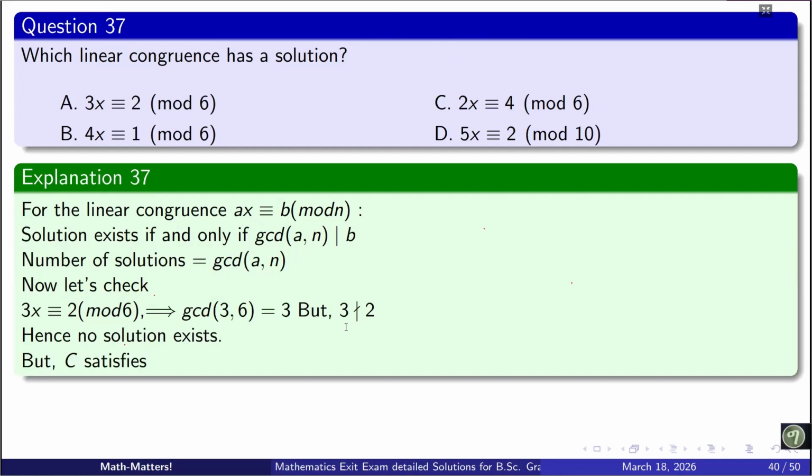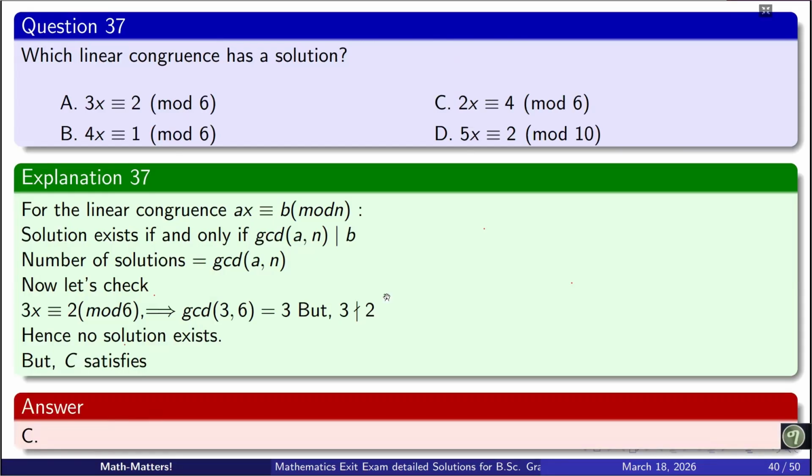But if we take c, we have 2x congruent to 4 modulo 6. The greatest common factor of 2 and 6 is 2. 2 divides 4, that is, 4 is a multiple of 2. That means it satisfies the condition. The number of solutions is the greatest common factor of 2 and 6, which is 2, so this linear congruence will have 2 solutions. Therefore, the answer is C.